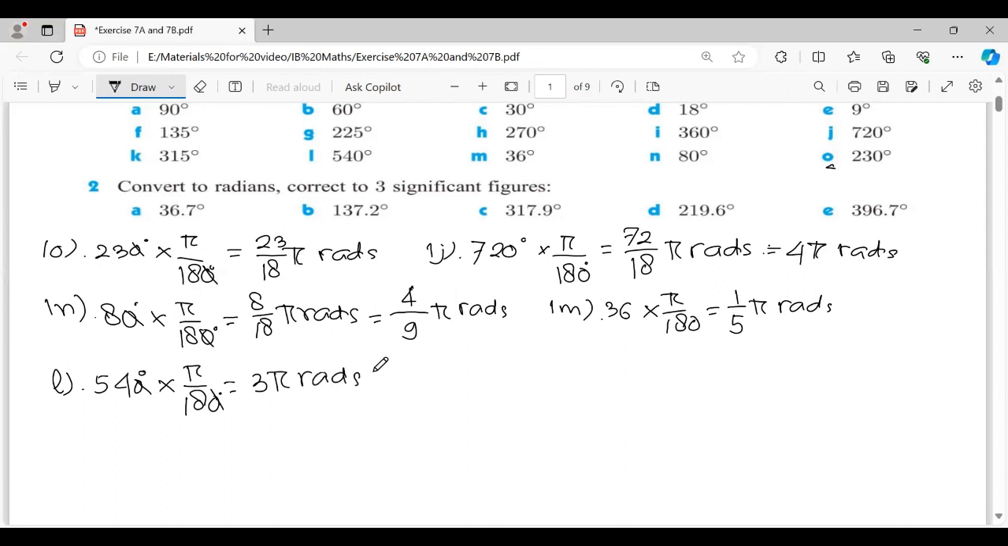Okay. 1K, 315. 315 times pi over 180 radians. So if you simplify 315 over 180, it becomes 7/4 pi radians. Okay. With the same procedure, you can find the solutions of the others. For example, for I, H, G, F.